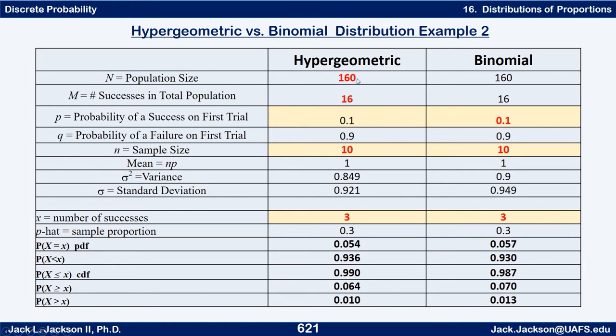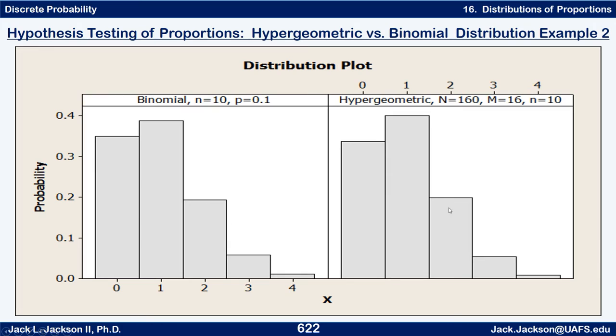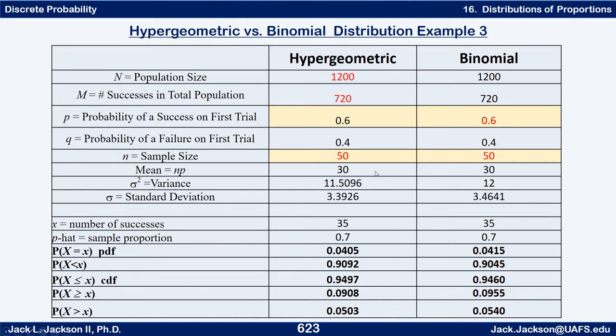Here we increase the sample size a little bit. We take the population size to 160, and let's do 10% of that, which is 16, for the binomial. Again, with that probability of success, and that sample size is 10. Let's look at the number of successes being 3, and now we see the probabilities are a little closer, but still only agreeing to maybe the hundredths place. And the bars look a lot more alike there. If we overlay them, they would look a little bit more alike.